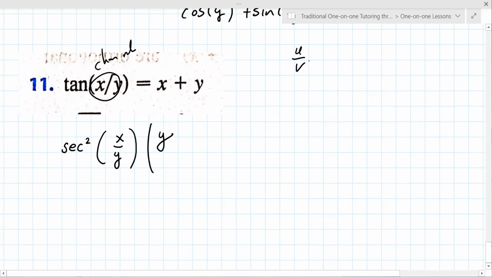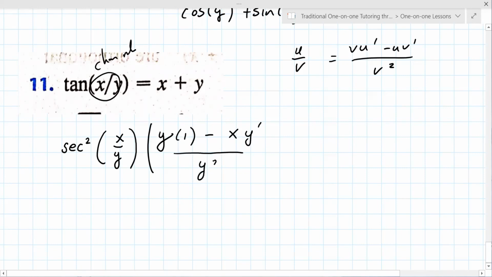So what is the derivative of the top? What's the derivative of x? 1. Minus the top times the derivative of the bottom. Y prime. Y prime over bottom squared equals, what is the derivative of x? 1. Derivative of y? Y prime. Good. You got to have that down. It sounds like you got it.